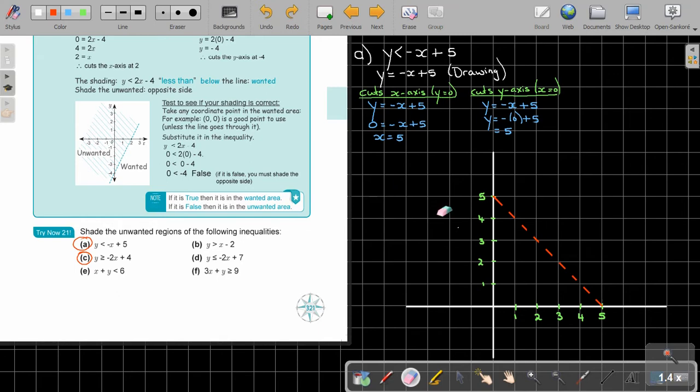Okay, so now, remember, if it's smaller, now there's two sides. There's a side and there's a side. Now, this is going bigger, can you see? And this is going smaller. So smaller will be my wanted, and bigger will be my unwanted. But I must always shade the what side? Can you remember? I must always shade the unwanted.